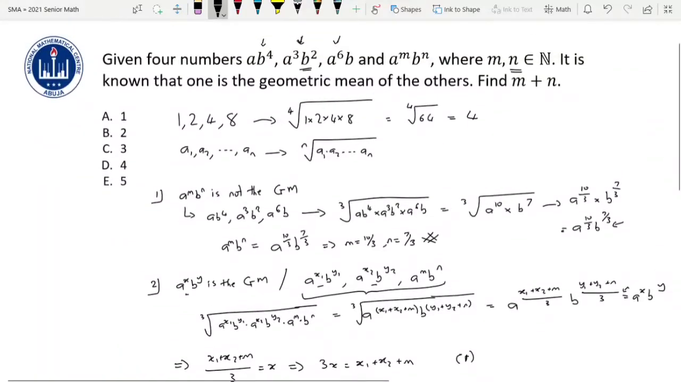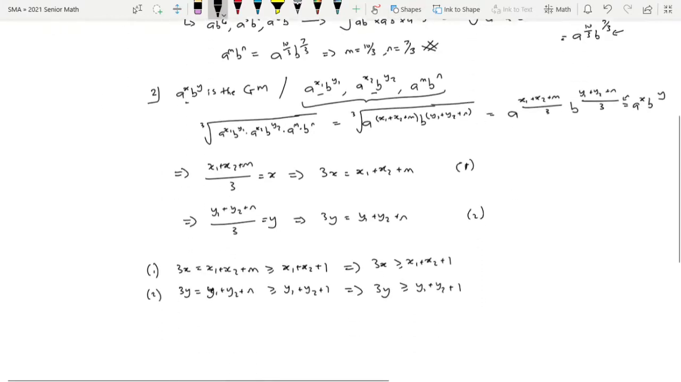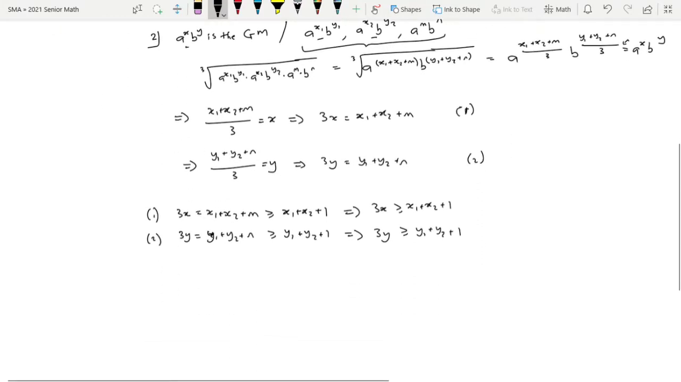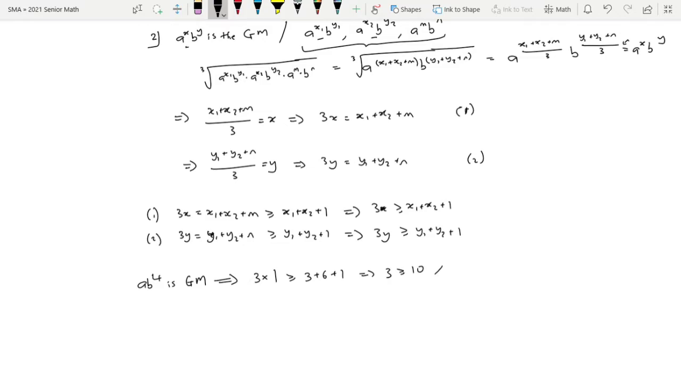And so we'll go back here now. We'll look at this. We'll see that the three numbers we have are ab raised to power 4, a cubed b squared, and a raised to power 6 b, right? And then what will come here? So let's assume that ab raised to power 4 is the GM. So if ab raised to power 4 is the GM, it implies based on 1, right, that 3 times 1, since x is the exponent of the GM and x1 and x2 are the exponents of the other two numbers, this 3 times 1 has to be greater than or equal to the exponents of the other two numbers, 3 and 6, right? So it means that 3 times 1 has to be greater than or equal to 3 plus 6 plus 1, which implies that 3 has to be greater than or equal to 10, which is a contradiction.